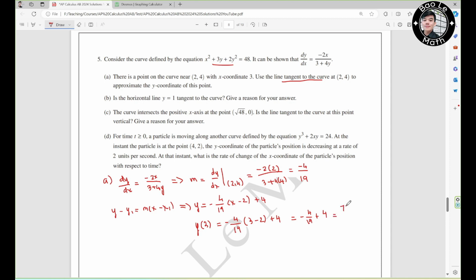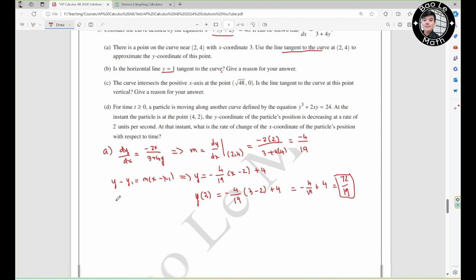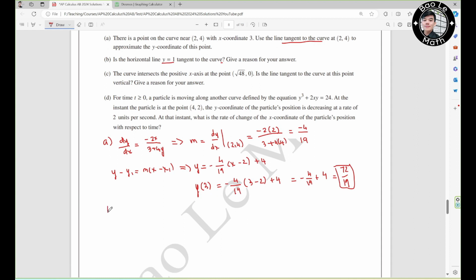It's going to be 72 over 19. Alright, let's move on to question B. Is the horizontal line y equals 1 tangent to the curve? If y equals 1 is the tangent line to the curve, then the slope should be 0.